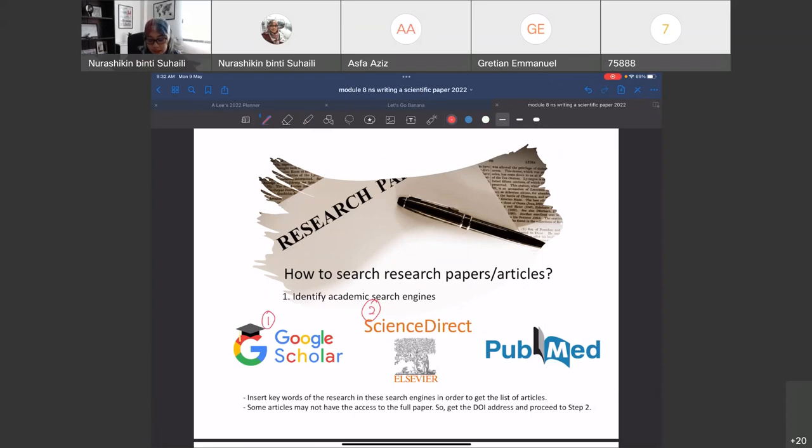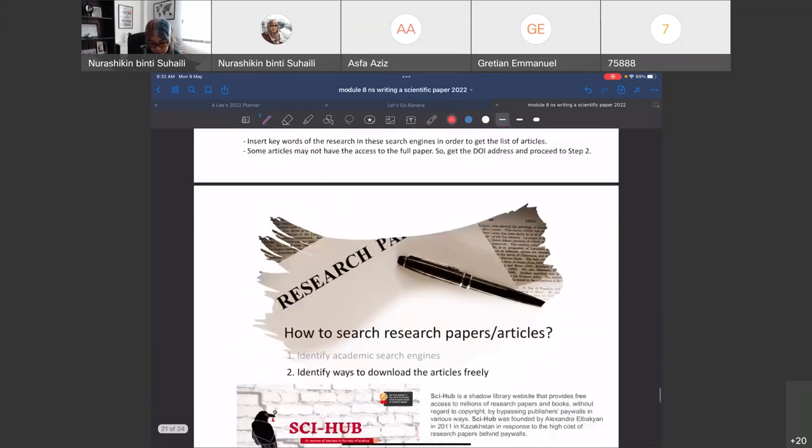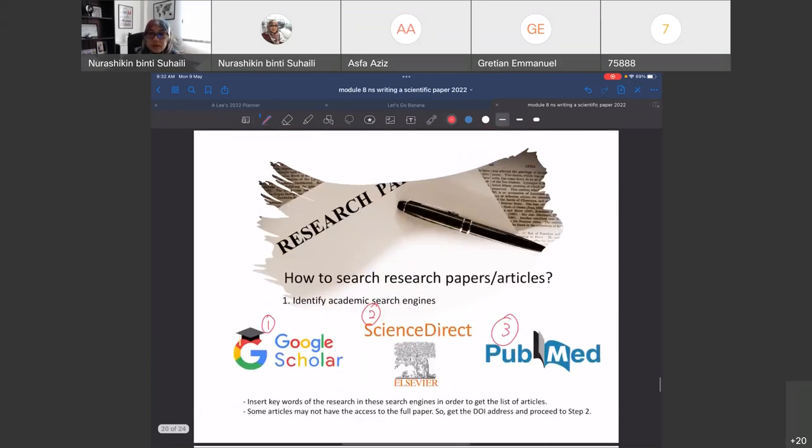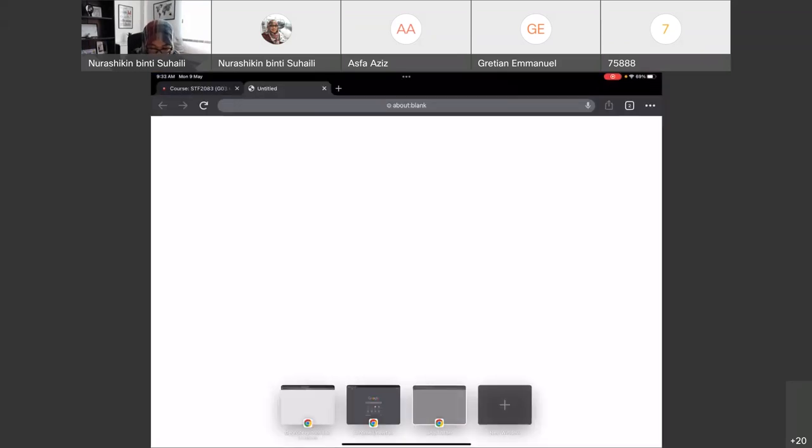So the second one is Science Direct. The third one is PubMed. Okay. So, for example, saya nak tunjuk ke Google Scholar? Boleh lah sekejap eh. So, let's say you go to Google Scholar. Nah, dia ni, you will just Google je Google Scholar tu.